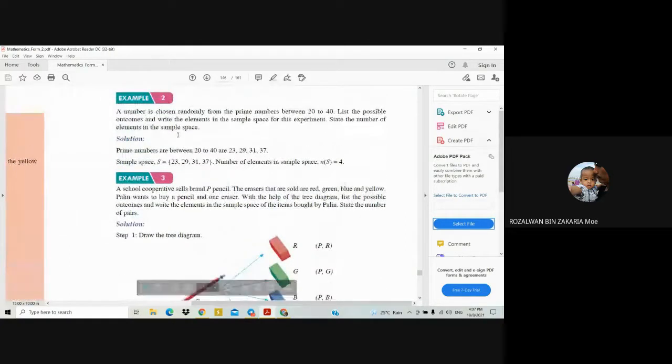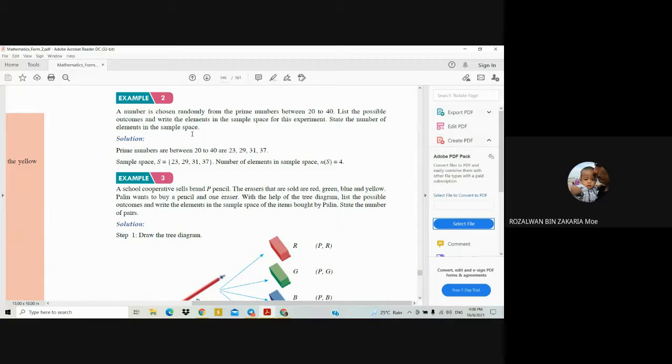Okay, example 2. A number is chosen randomly from the prime numbers between 20 to 40. List the possible outcomes and write the elements in the sample space for this experiment. State the number of elements in the sample space. So how to solve this one? Firstly, you must know what a prime number is.